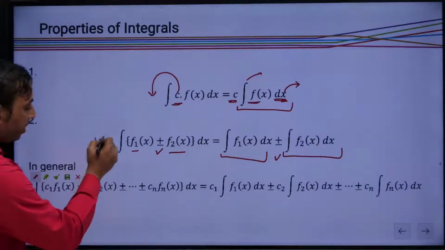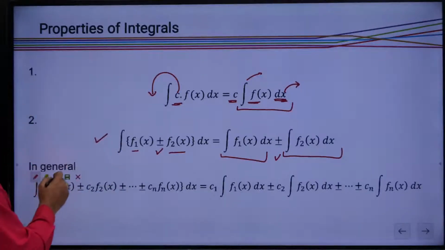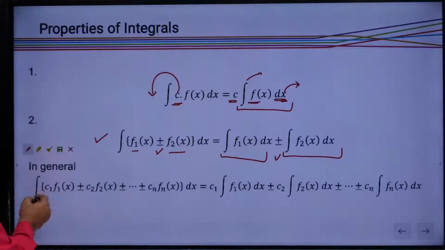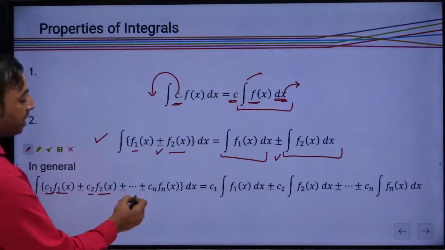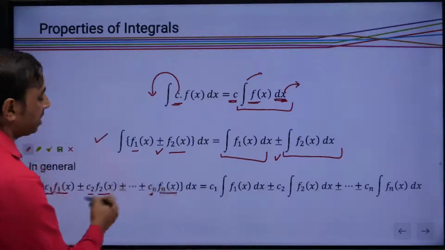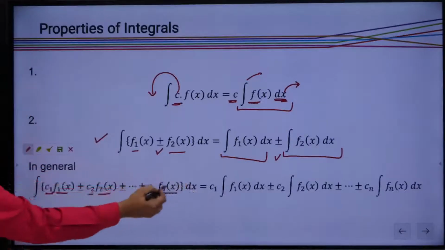So this rule can be extended. We can have a generalized rule. The generalized rule is the integration of c1 times f1(x) plus or minus c2 times f2(x) plus or minus so on up to cn times fn(x). I need to integrate this entire function with respect to x.